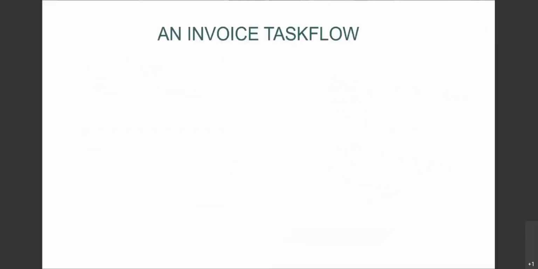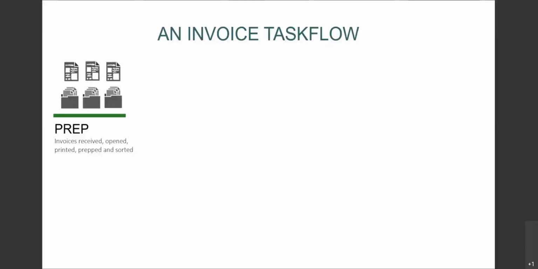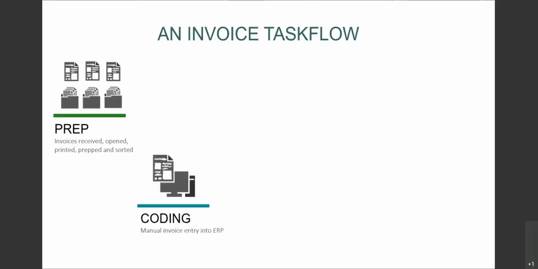So let me back up for a moment and make sure you know what I mean when I talk about manual processing. The diagram on this slide shows and provides some context about the manual steps of processing an invoice. So first you receive the invoice and open mail, prep documents, sort it out, and then you have to do your GL coding into your enterprise resource system. And then invoices need to be reviewed.